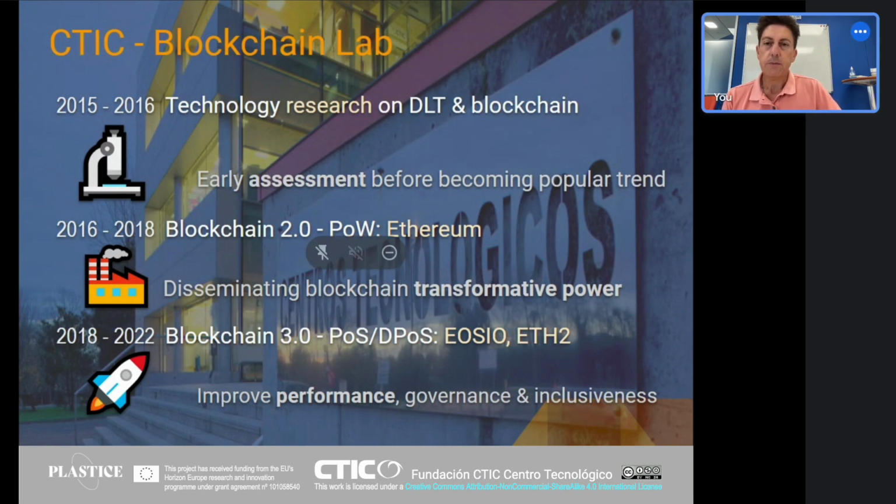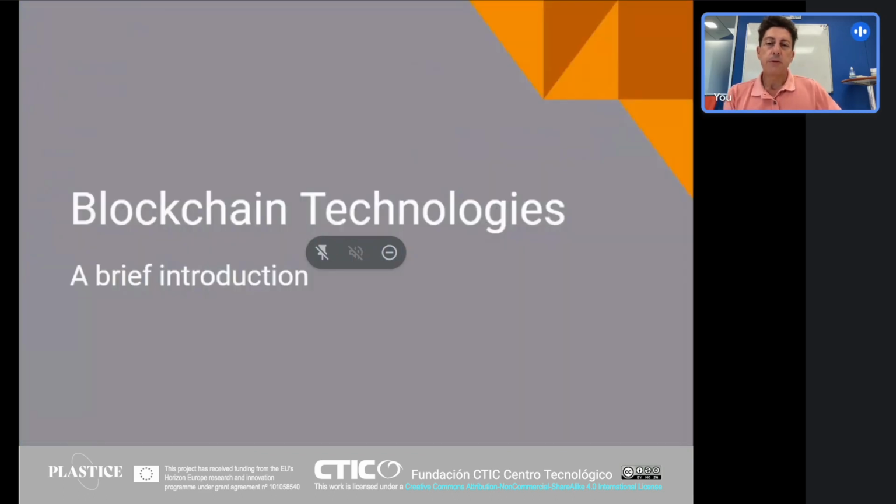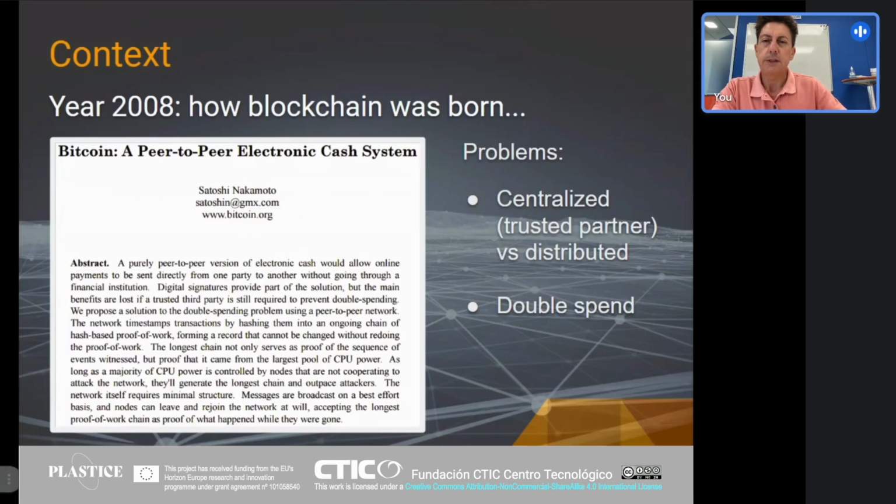PLASTICE. Well, let's start with a brief overview of the main technologies involved in what is called blockchain, mainly for all of those of you that do not know much about it. Well, where everything began with this blockchain network that you have heard of, that is called Bitcoin.